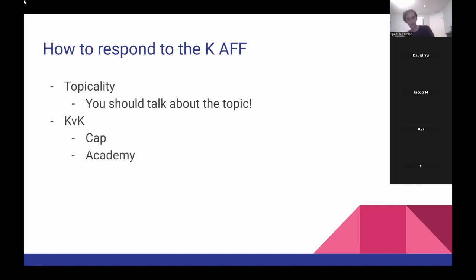Also, the Academy K is an extremely common critique, basically saying that the affirmative is in the academy. They're in debate and they're just talking about problems, but they're not actually doing anything to resolve those problems. So they feel good about themselves, but they don't actually make any change in the real world.